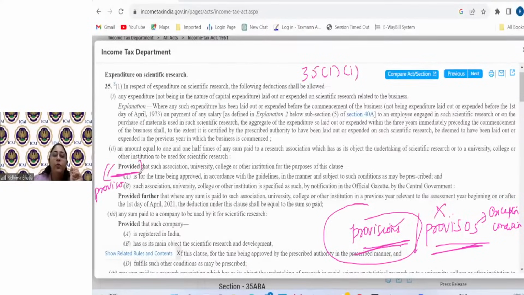In the act, wherever the word provided would be written, like provided further, provided, and you see it is in bold. Alignment is very important. Okay, provided matlab it is a condition, it is an extra exception or an extra condition to a particular part of a section. Any exception or condition mentioned to a particular part of a section is called proviso, and it would be identified with the word provided. Act में लिखा होगा provided.